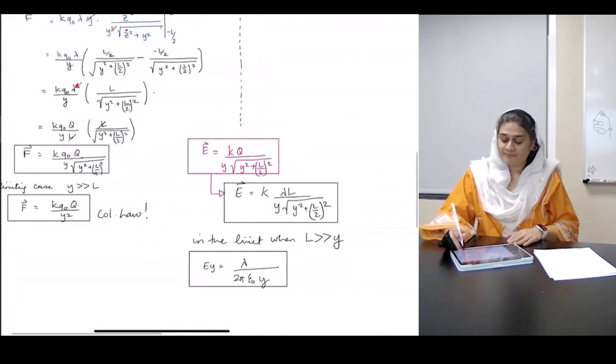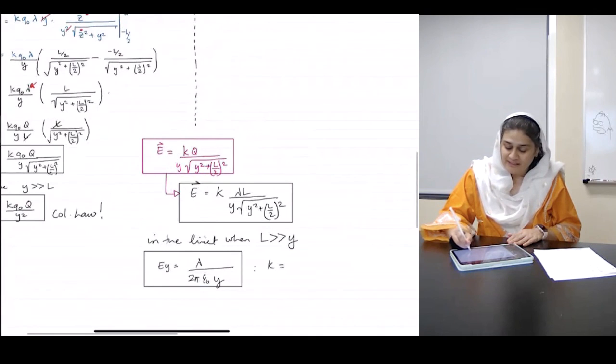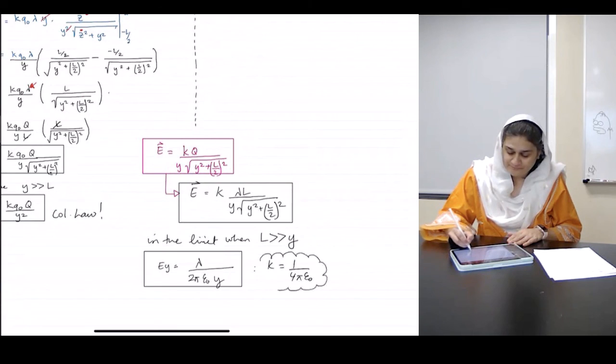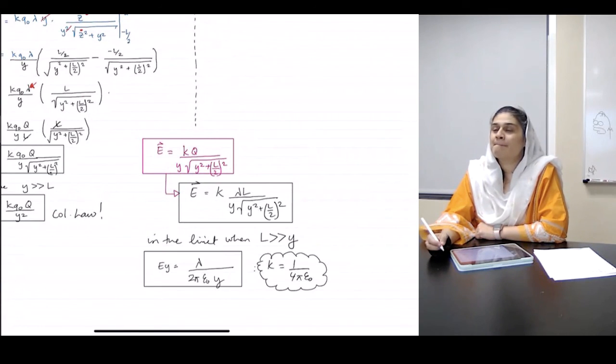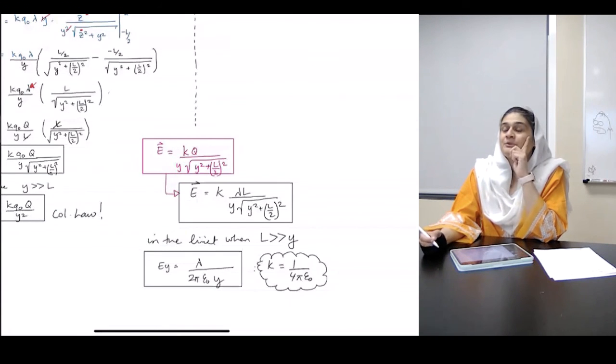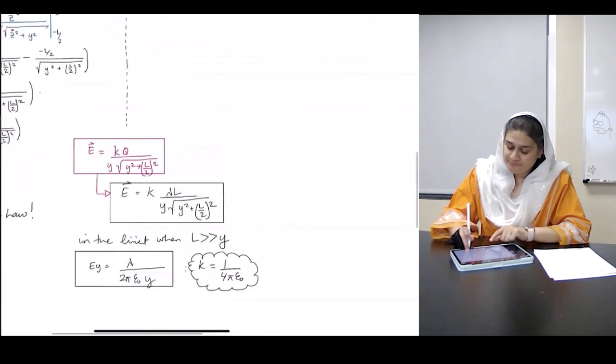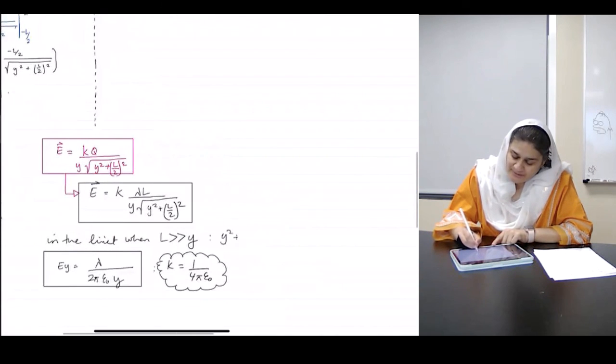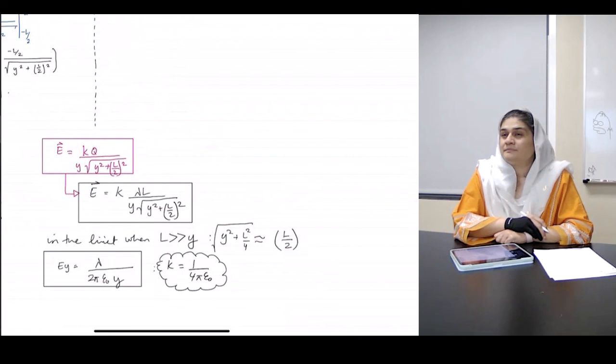Try this for homework, knowing that k equals 1 over 4 pi epsilon naught. I want you to try that. So when L is much, much larger than y, the square root of y squared plus L squared over 4 can almost be written as L over 2. Plug that in, you'll get lambda over 2 pi epsilon naught y.